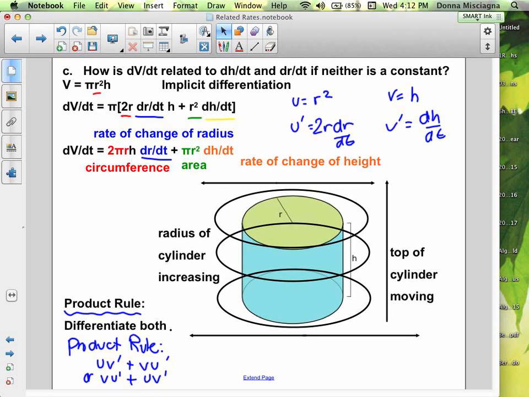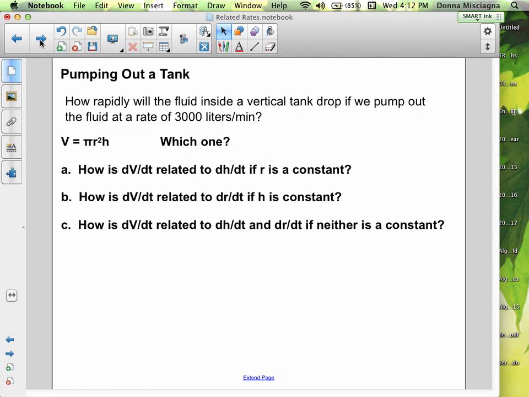So in class, we'll start with a new problem, pumping out a tank, and we're going to use that volume formula, and now we're going to have some values in here and take some derivatives, because now we've got an actual problem here.